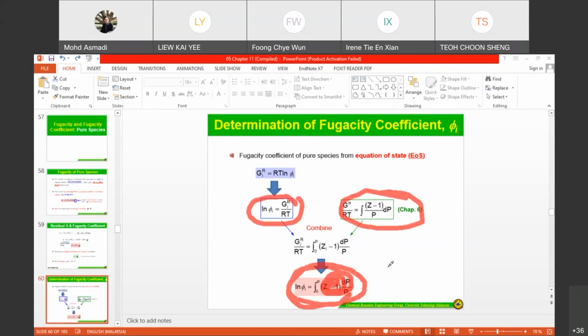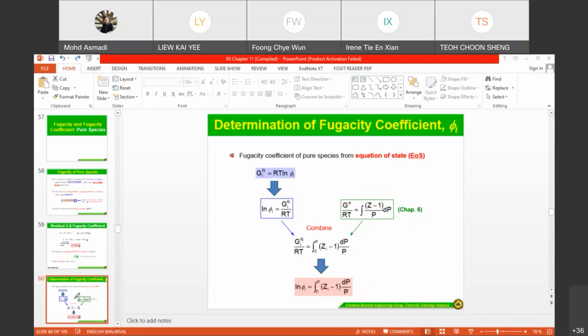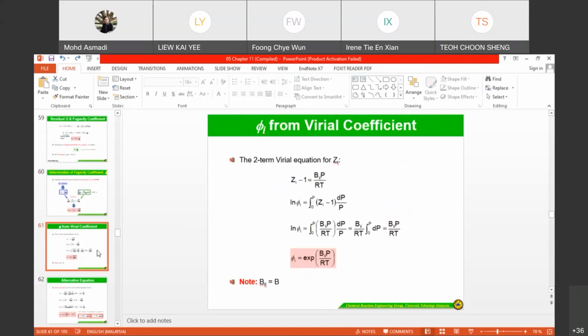So how can we determine it? One of the methods, for example, could be an equation of state and also the virial equation, depending on the pressure. From the virial coefficients, for the pure species, B_ii is equal to B. This is a constant from any handbook. This is the two-term form, meaning it is for low to moderate pressure. You cannot simply use it for high pressure. So we just replace Z minus 1 with BP over RT and substitute into this equation, so you can get this equation.